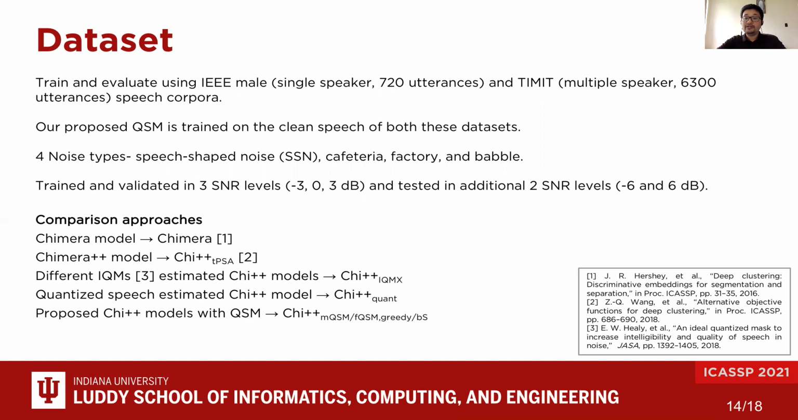We compare a few different approaches to test the performance of our proposed approach. We compare our model against the Chimera and Chimera++, which are mask-based approaches. Chimera predicts a magnitude mask, while Chimera++ estimates a phase-sensitive mask. We use the Chimera++ model to estimate the ideal quantized mask. We denote them as Chi++ IQMX, where X refers to the level of quantization. Additionally, we compare with a Chimera++ network that predicts quantized speech, Chi++ quant, which is proposed without QSM.